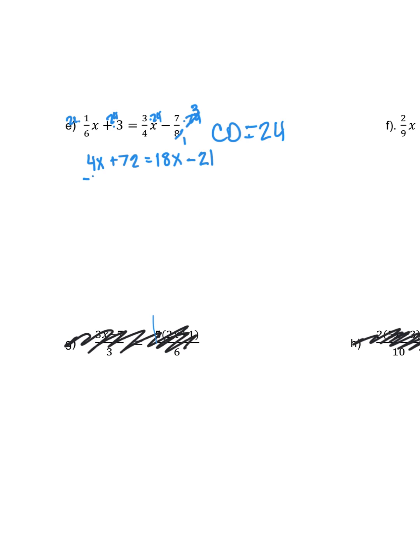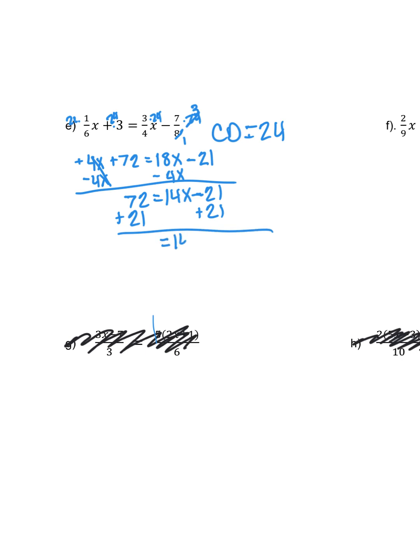Now from here, I'm going to bring the smaller x over to the other side. So remember, this is like a positive 4x, so we have to do a negative 4x to bring it over. And we have positive 4x, negative 4x, cancel each other out, bring down the 72, equals 18x minus 4x, 14x minus 21. Now let's bring that 21 to the other side. We have a negative 21, so we do a positive 21 on both sides. And we have 14x. Negative 21, positive 21 cancel out, and we have 93.